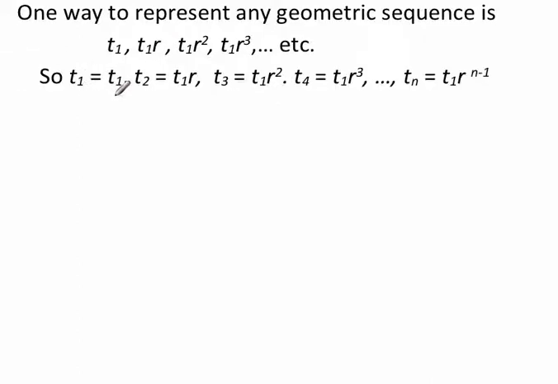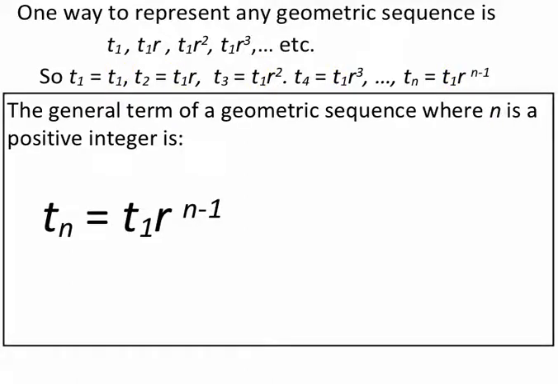So we can think of it like this. T1 is obviously T1, T2 is the first term times r, T3 is the first term times r squared, T4 is the first term times r cubed. But look at this, T1 is consistently in each of these terms. This allows us to write a general term for a geometric sequence. And this general term, where n is a positive integer, is given by this formula. Tn equals T1 times r to the n minus 1.